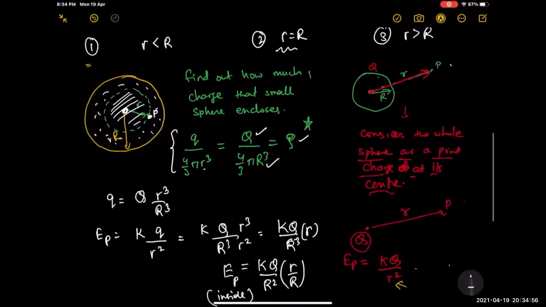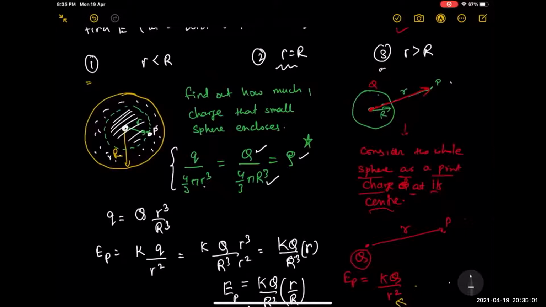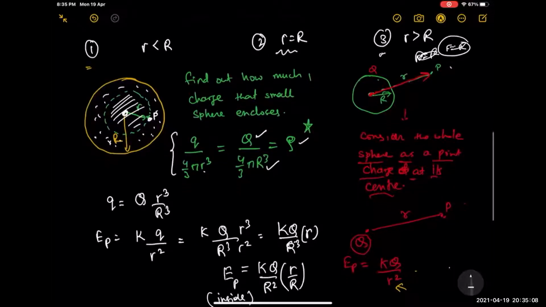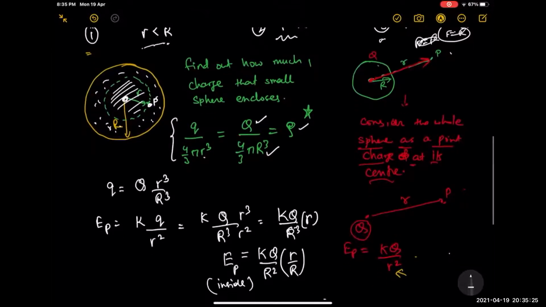Now I'm going to ask you, in the third case, if r becomes equal to R, then what is the answer? It will become the second case. For the second case, the answer will become K capital Q by capital R square, right? And in the first case, if small r becomes equal to capital R, again you can see here, the answer is KQ by capital R square, right?